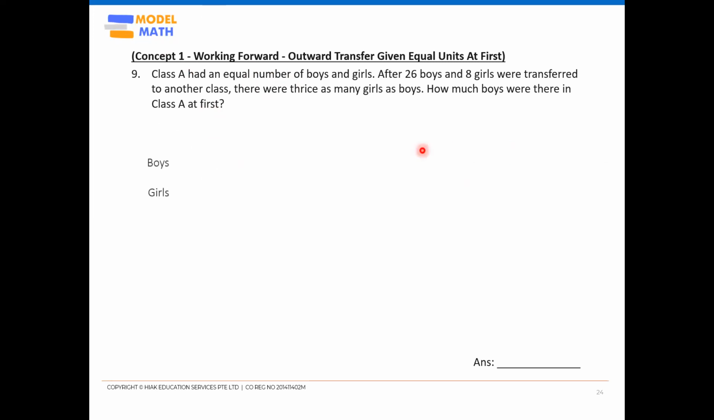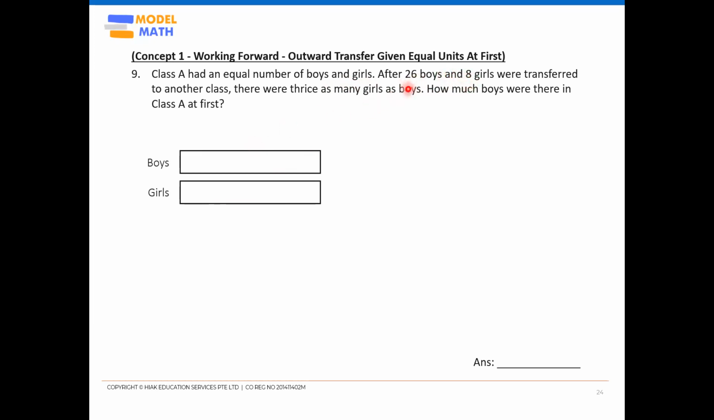So let's do a boys and girls model. We will start off with the first information, which is Class A has an equal number of boys and girls. So I just follow that, and draw the same size for boys and girls. Now, after 26 boys and 8 girls were transferred to another class, it means there is a drop in the number of people in this class. So what we have to do is shade off 26 boys and shade off 8 girls.